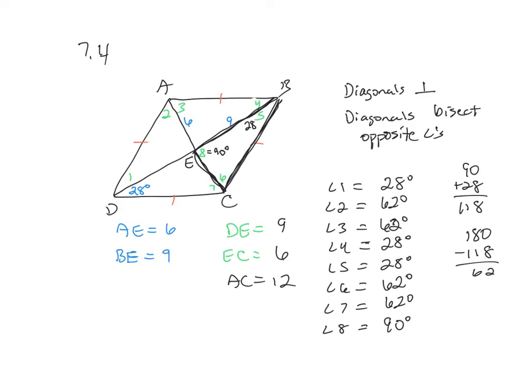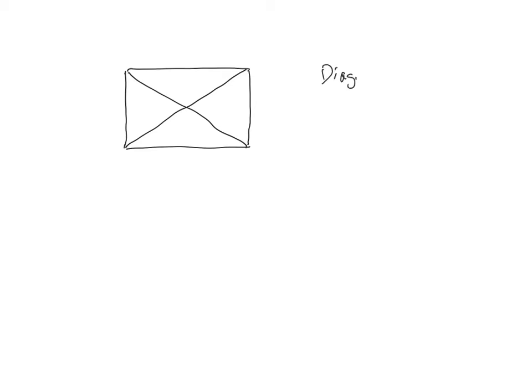All right, so let's look at rectangle 1. So again, opposite sides are congruent, opposite angles are congruent, consecutive angles are supplementary, and diagonals bisect each other. But then in a rectangle, diagonals are also congruent.